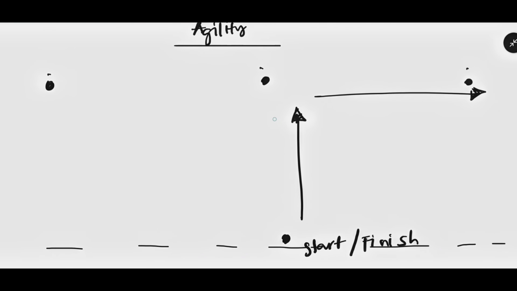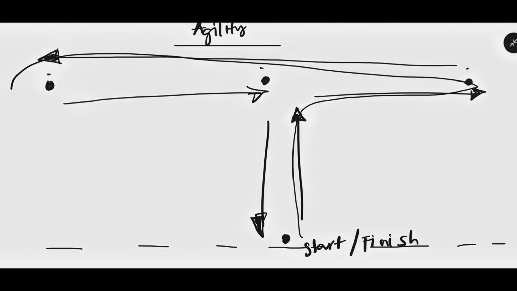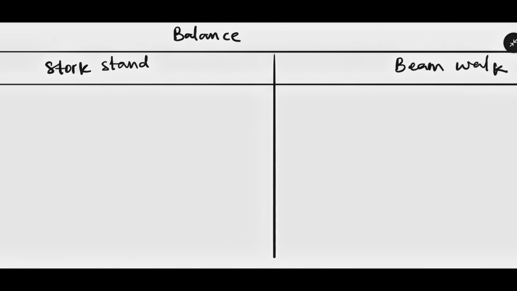So they sprint right, and then sprint all the way to the other side, and then come back, and then go back to the finish line. So that's basically a T shape, because they're coming here, going there, going there, coming here. The distance from the start to the first cone is 10 meters, and the distance between these cones here is 5 meters each. So that's the T-test. Now onto the balance test.